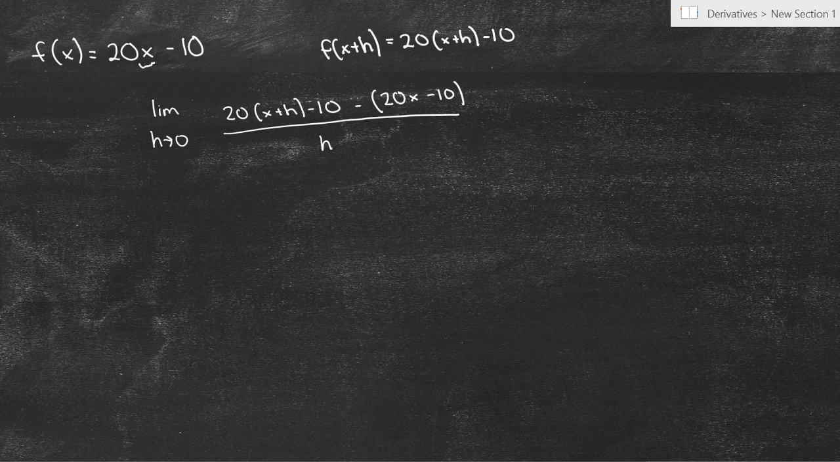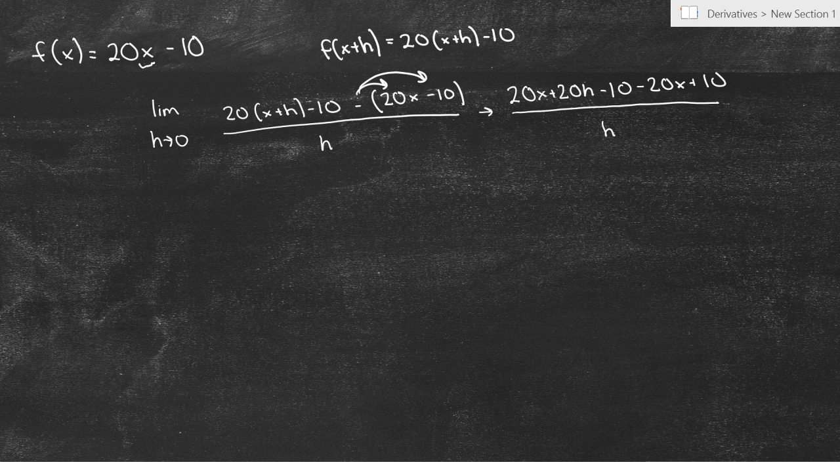Okay, so the second step for finding these is often to distribute, because we're always going to have to distribute something to the x plus h. So we're left with 20x plus 20h minus 10, and now I'm going to distribute this negative to both terms: minus 20x plus 10, all divided by h.